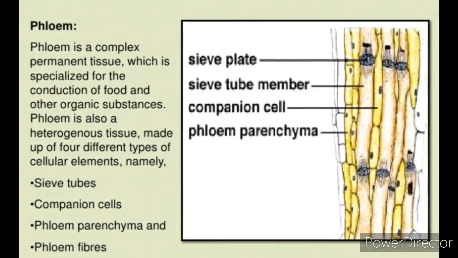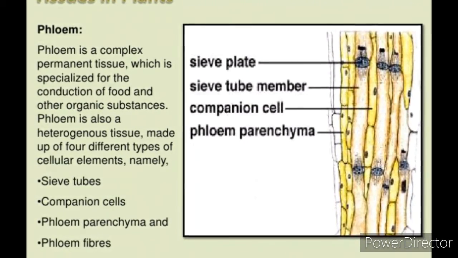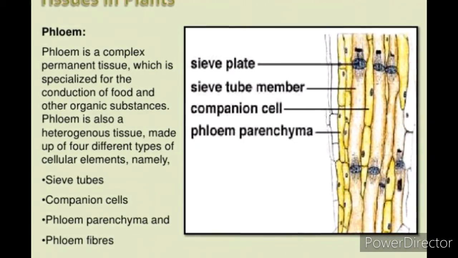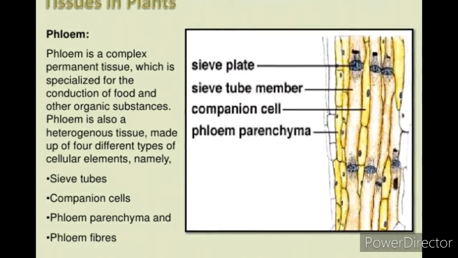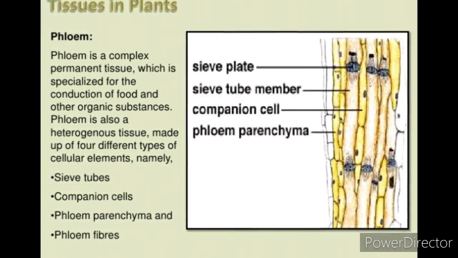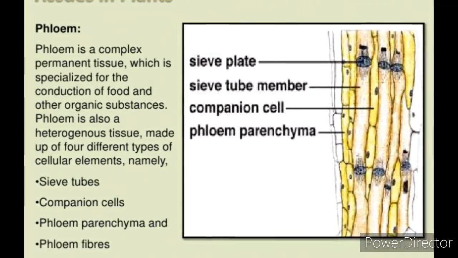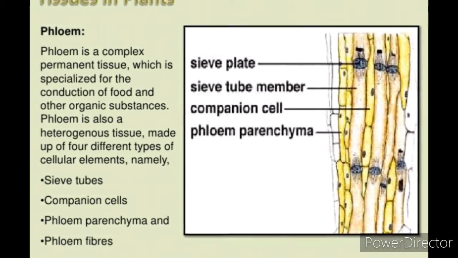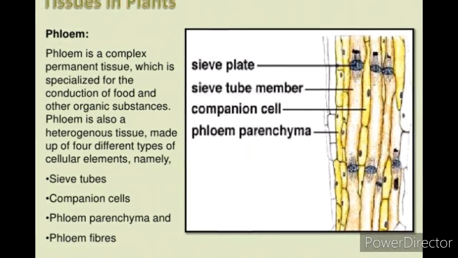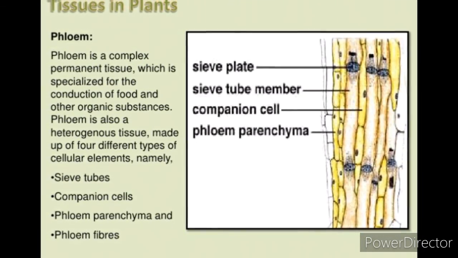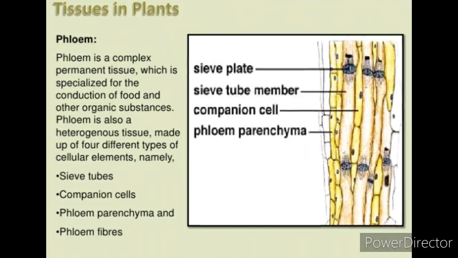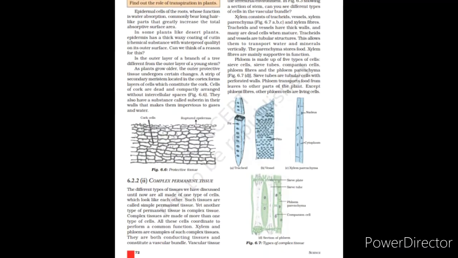The parenchyma stores food. Xylem fibers are mainly supportive in function. Phloem is made up of 5 types of cells: sieve cells, sieve tubes, companion cells, phloem fibers, and phloem parenchyma. Sieve tubes are tubular cells with perforated walls. Phloem transports food from leaves to other parts of the plant. Except phloem fibers, other phloem cells are living cells.